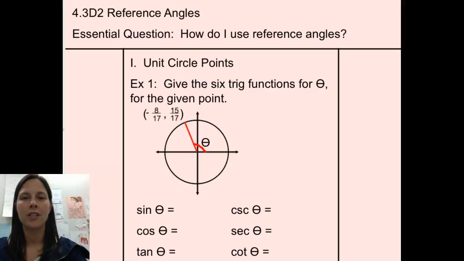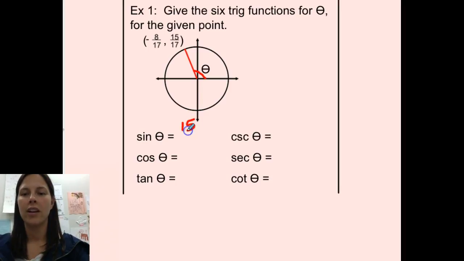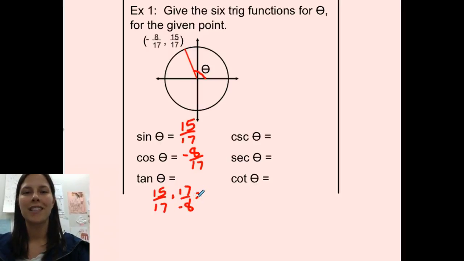Today, our essential question and our focus is on how do we use reference angles, but we're starting off with a quick review of a unit circle point and generating those 6 trig functions. Sine is our y value, cosine is our x value, and tangent is y divided by x or times the reciprocal. You can also remember tangent is sine over cosine.